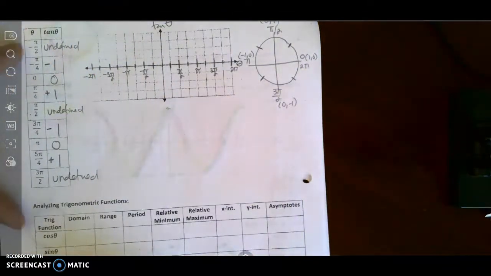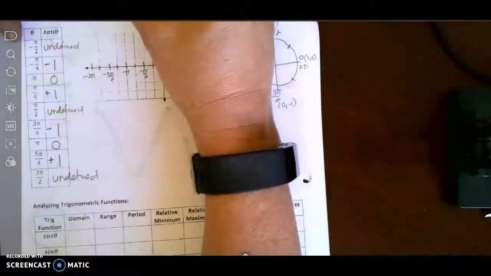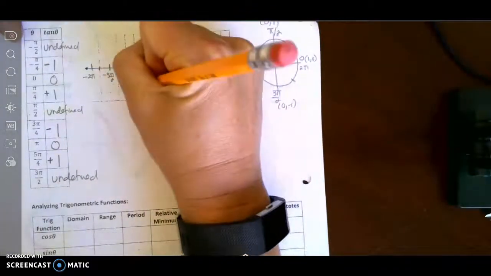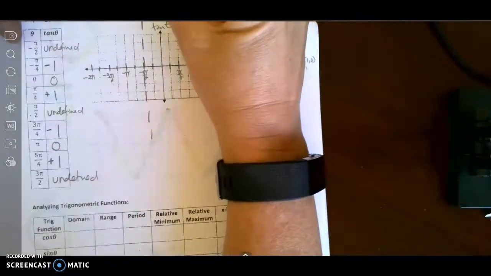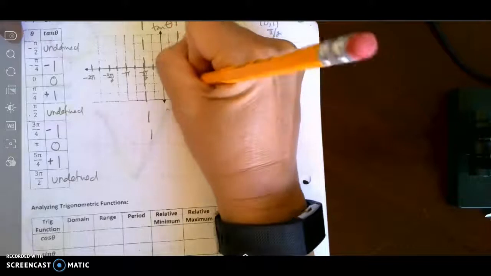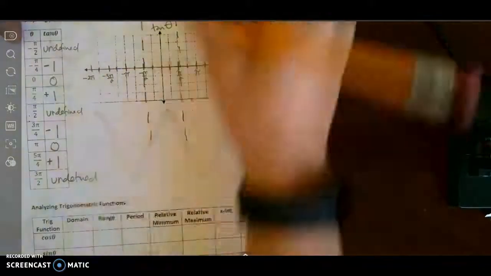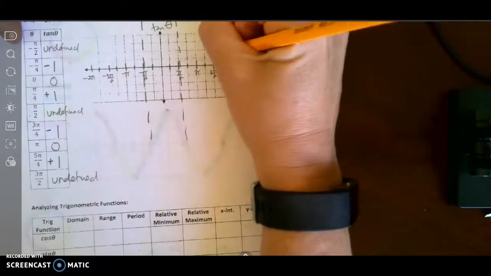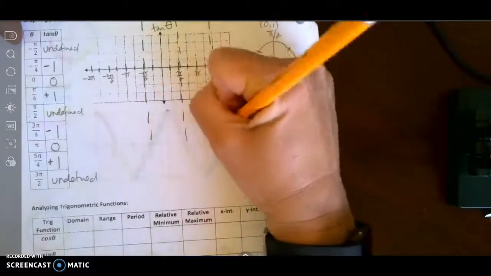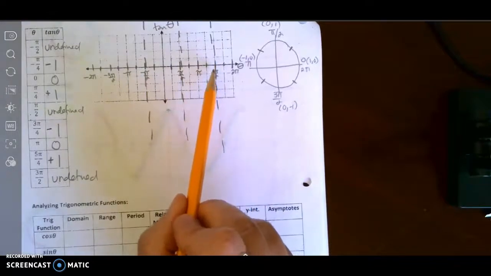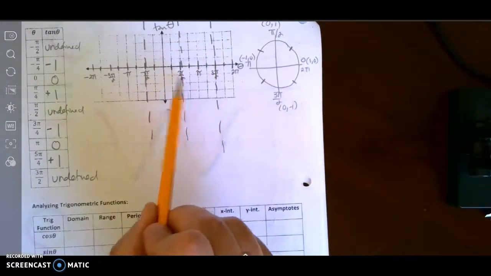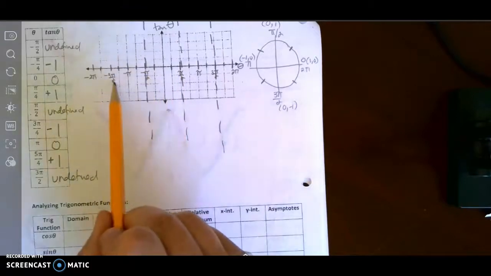Well, if you'll notice, anywhere where it says undefined, I want to draw an asymptote. So at negative pi over 2, and at pi over 2, and at 3 pi over 2. So if you notice, all my odd multiples of pi over 2, that's where I have an asymptote.